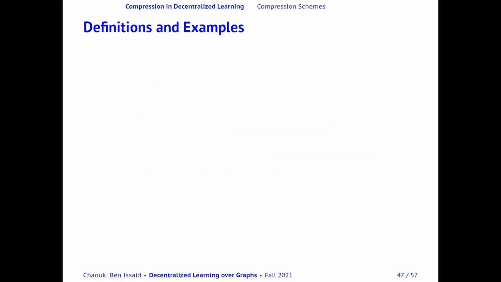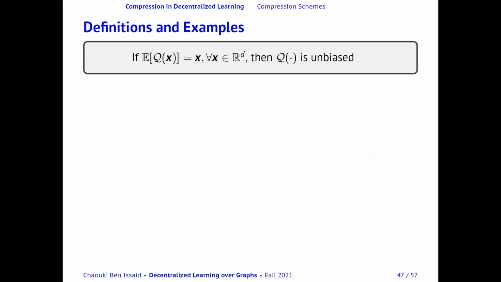Let's start by going over some basic definitions and examples. First, we say that a compression operator Q is unbiased if for every x in R^d, the expected value of Q of x is equal to x. In the case where such a property is not satisfied, we say that the operator is biased.